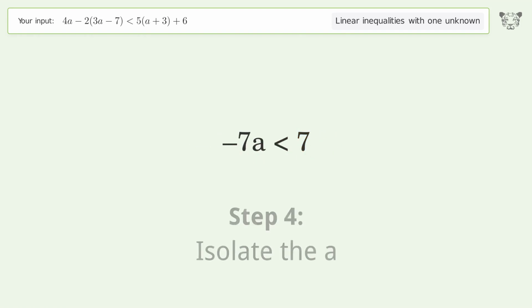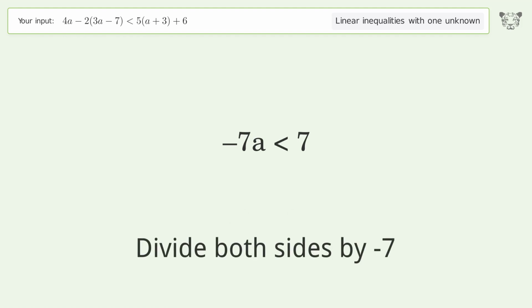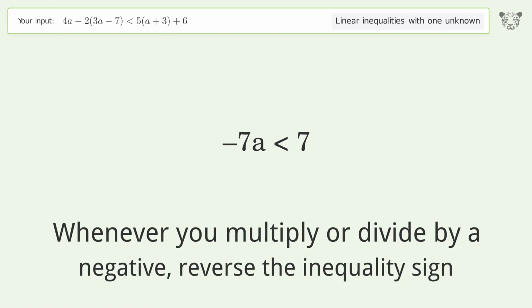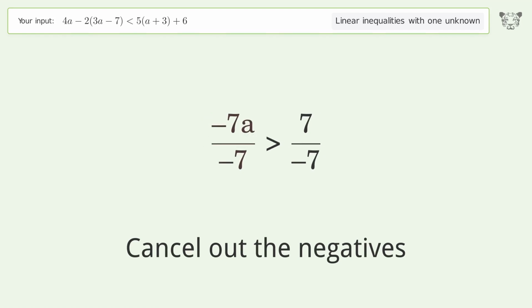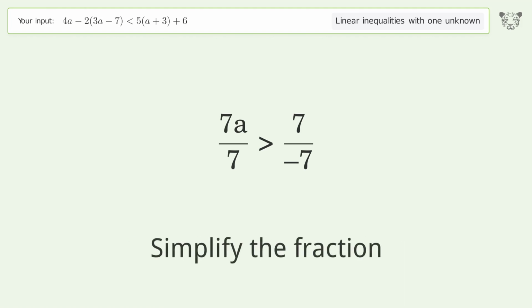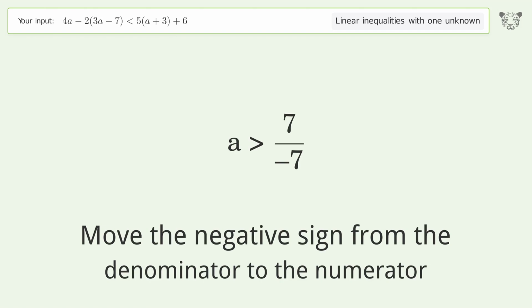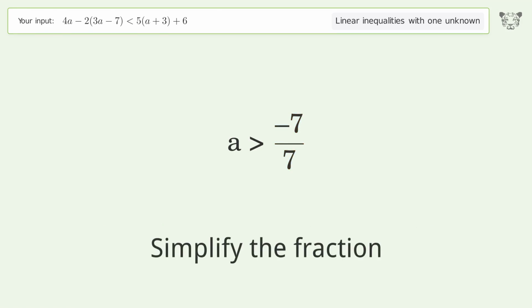Isolate the a. Divide both sides by -7. Whenever you multiply or divide by a negative, reverse the inequality sign. Cancel out the negatives. Simplify the fraction. Move the negative sign from the denominator to the numerator. Simplify the fraction.